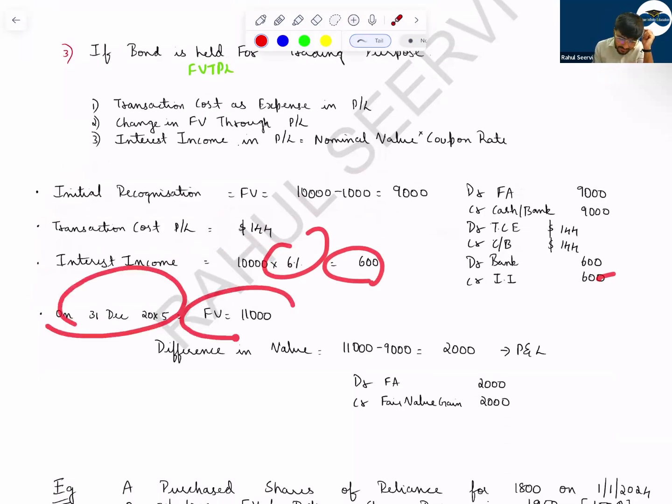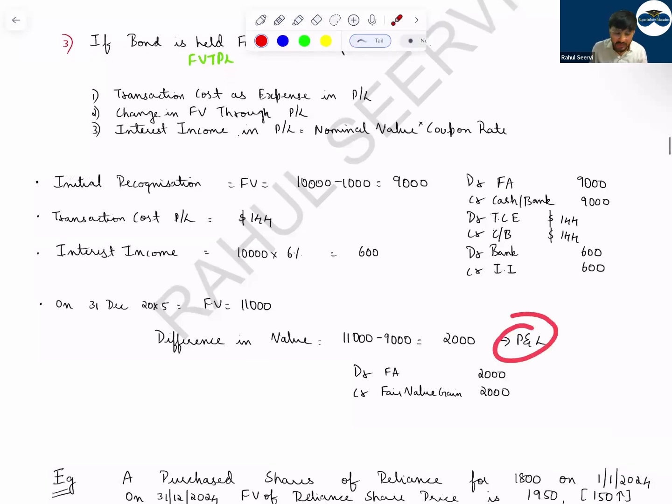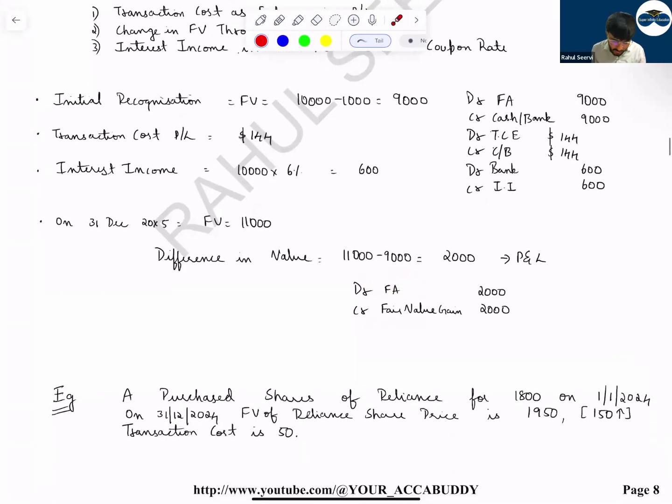Then on 31st December, if I say fair value is 11,000. So what is the value we have recorded initially? 9,000 minus 11,000. So 2,000 is a gain for you, because the value of the asset is going up. So in P&L, which category, sir? Investing category will be recording. Debit financial asset, credit fair value gain.